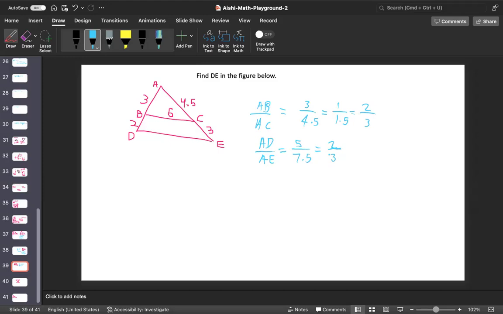So we can use this to find DE. We know that BC is 6. So we have 6 by DE is equal to 2 by 3. So we have 2DE is equal to 18, which gives us that DE is equal to 9. Well, that was pretty easy. Not much of a challenge problem, is it?